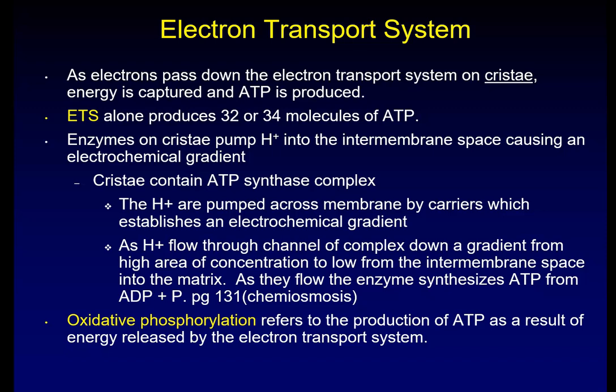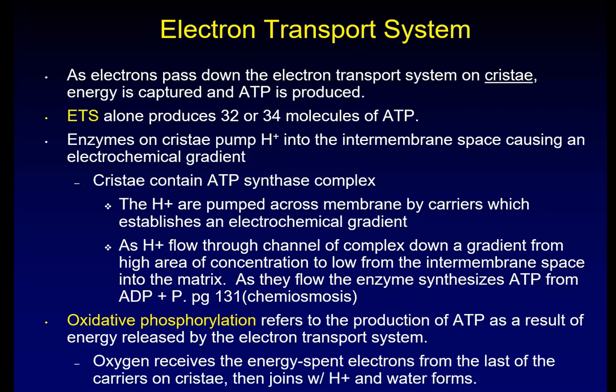Now, because we will have oxygen picking up the energy spent electrons that are going to be released from the electron transport system, we will have what's called, this time, instead of substrate level phosphorylation, oxidative phosphorylation. And that refers to the production of ATP as a result of the energy spent electrons being released from the electron transport system. And as oxygen receives those energy spent electrons, that's where that water is going to come from in that formula.